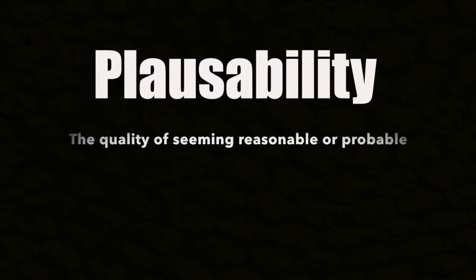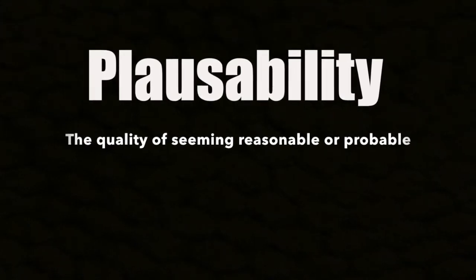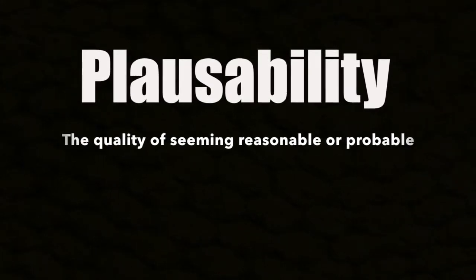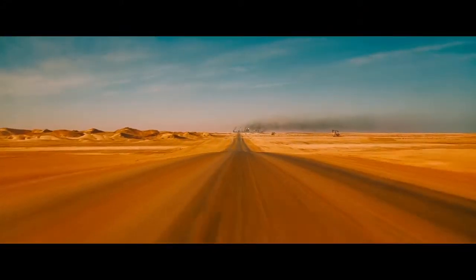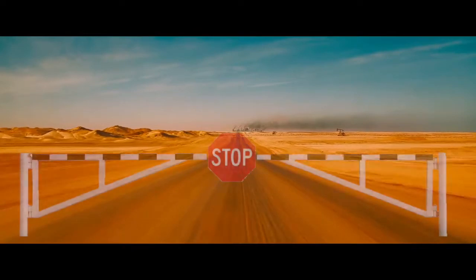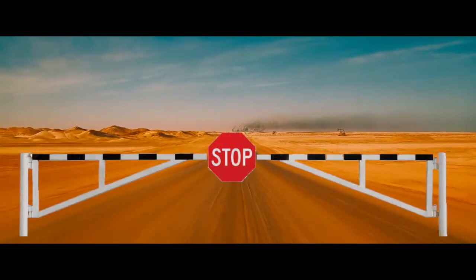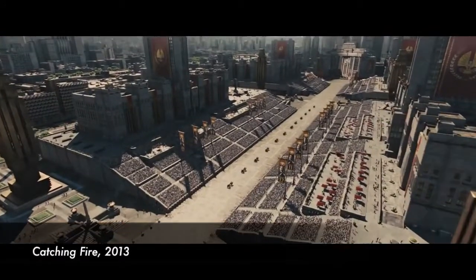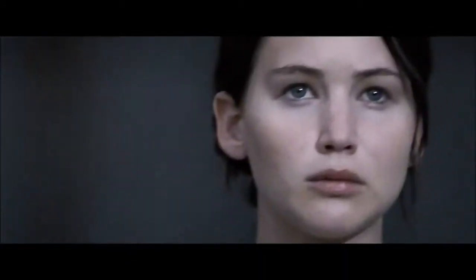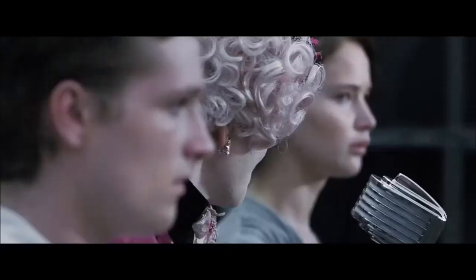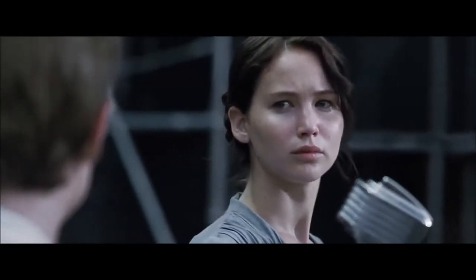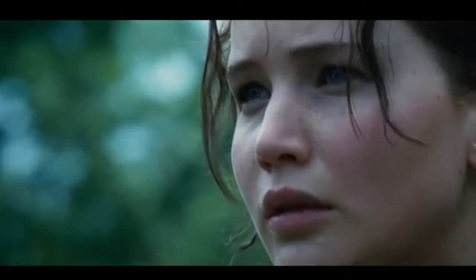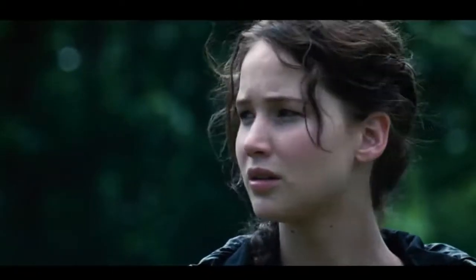Plausibility is defined as the quality of seeming reasonable or probable. A plausible conflict is believable, one that won't prevent your audience from getting sucked in. But conflict based on circumstances that defy plausibility will create a barrier that prevents your audience from getting fully immersed in your story. This is the experience I had when watching The Hunger Games. If it wasn't for the performance of Jennifer Lawrence, I might not have finished the film. The characters were interesting enough and well-developed, and the plot was well-paced and filled with plenty of tension. But the story's macro-conflict prevented me from losing myself in the movie.